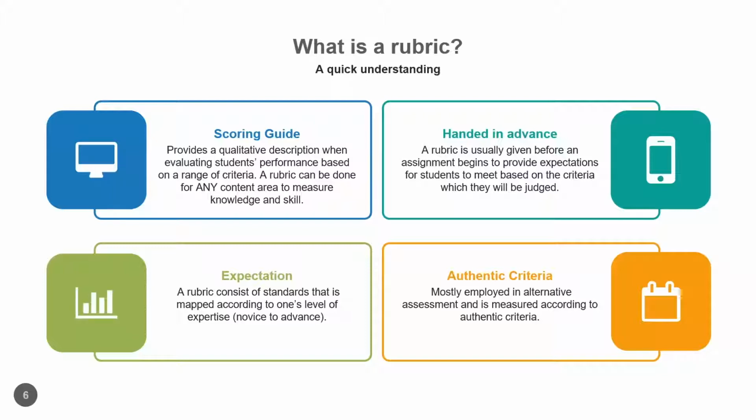So going back to the expectation, what do I mean by expectation? The rubric will be developed or designed in such a manner that you provide the standard, and the standard is actually mapped to the student's level of expertise. Meaning, based on what they do and based on the assessment that you provide, or maybe their peers provide, or they self-assess, they will know and indicate whether they are at the novice level or at the advanced level.